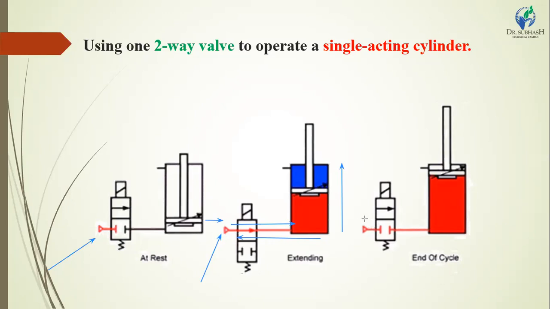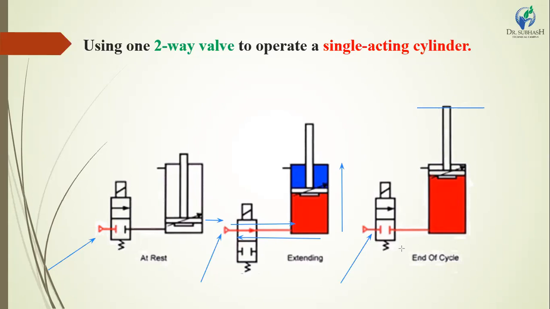If we have to hold this system, we can use the secondary position of the 2 by 2 valve. This is the secondary position of the 2 by 2 valve. At this time, both sides of the valve are closed, meaning both ports are closed. Oil cannot pump from the pump, and oil from the cylinder cannot return from its cylinder. In that position the cylinder is held at this position. This is the end of the cycle.